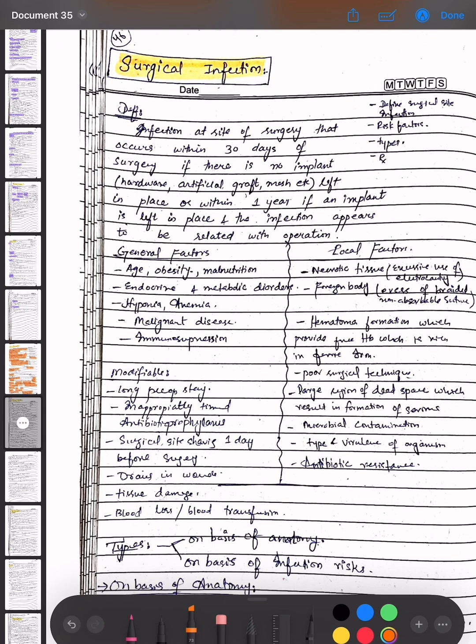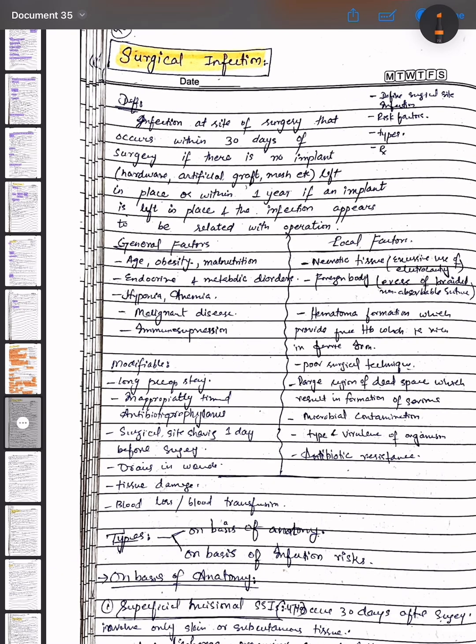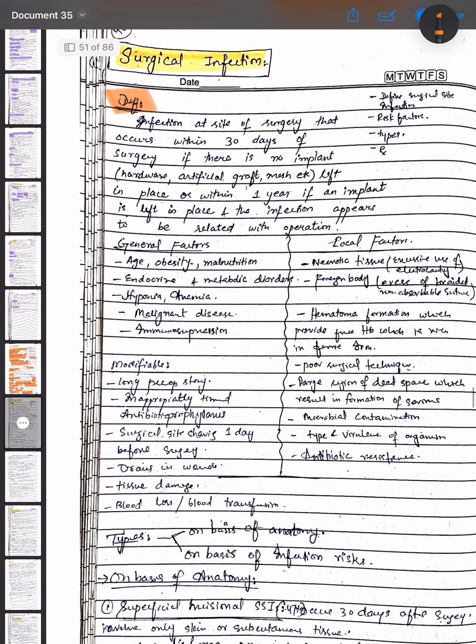Now coming towards surgical infection. Okay, so what is the definition of surgical infection? Infection at the site of surgery that occurs within 30 days of surgery if there is no implant, hardware, artificial graft or mesh etc. left in place, or within 1 year if an implant is left in place, and the infection appears to be related to the operation. That infection is known as surgical infection.